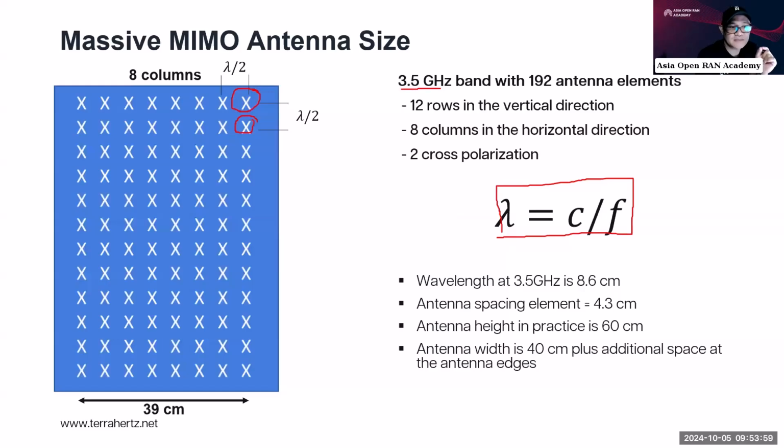So imagine if we arrange all those antenna elements into 12 rows. So you have 1, 2, 3, 4, 5, 6, 7, 8, 9, 10, 11, 12. And then you have 8 columns. So 1, 2, 3, 4, 5, 6, 7, 8. And then you have 2 cross polarizations, positive 45, negative 45.